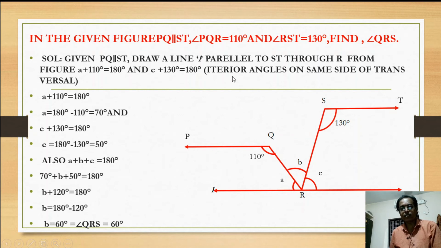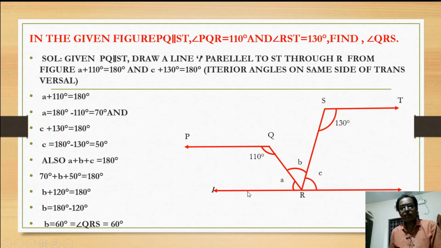We know that one. The interior angles on the same side of the transversal. Again, the same condition is applied here also. That is C plus 130 is equal to 180 degrees. So A plus 110 is equal to 180. Then A is equal to 180 minus 110, that is 70 degrees, and C plus 130 equal to 180. Then C is equal to 180 minus 130, that is 50 degrees.